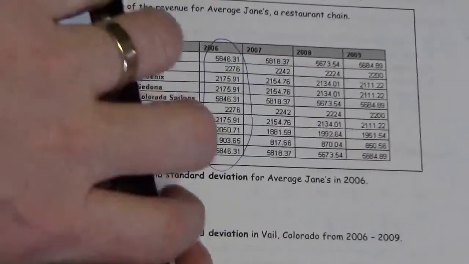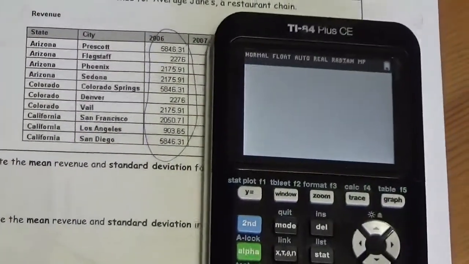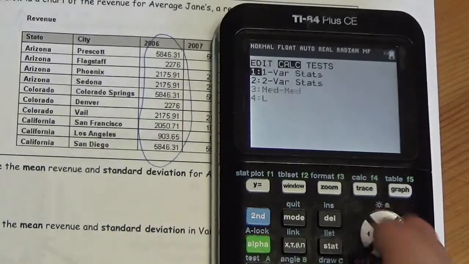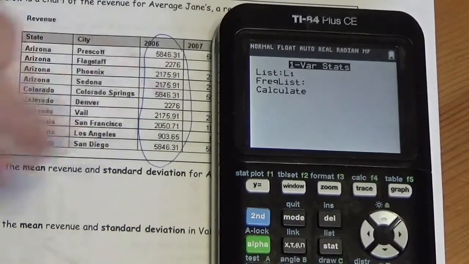So I have entered that into the calculator already. That is in my list 1. Now to get that, I would press Stat over in my calc, and I just want list 1.